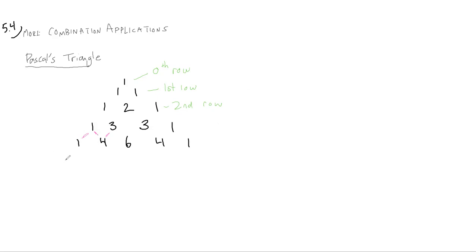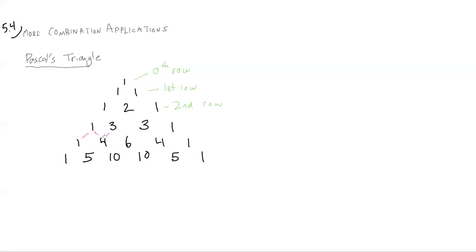So the next row is going to be 1 plus 0 is 1, 1 plus 4 is 5, 4 plus 6 is 10, 6 plus 4 is 10, 4 plus 1 is 5, and 1 plus nothing is 1. And yeah, so we would just keep doing these rows like this, and you could go on forever, and you'll obviously get bigger and bigger numbers.